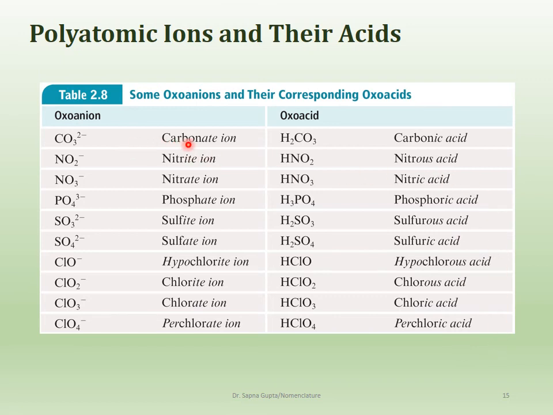But the carbonate ion will give you carbonic acid, nitrite ion will give you nitrous acid, nitrate ion will give you nitric acid, so on and so forth. Okay, so keep this table handy also. You can write more on it if you want to have all the acids in one spot.